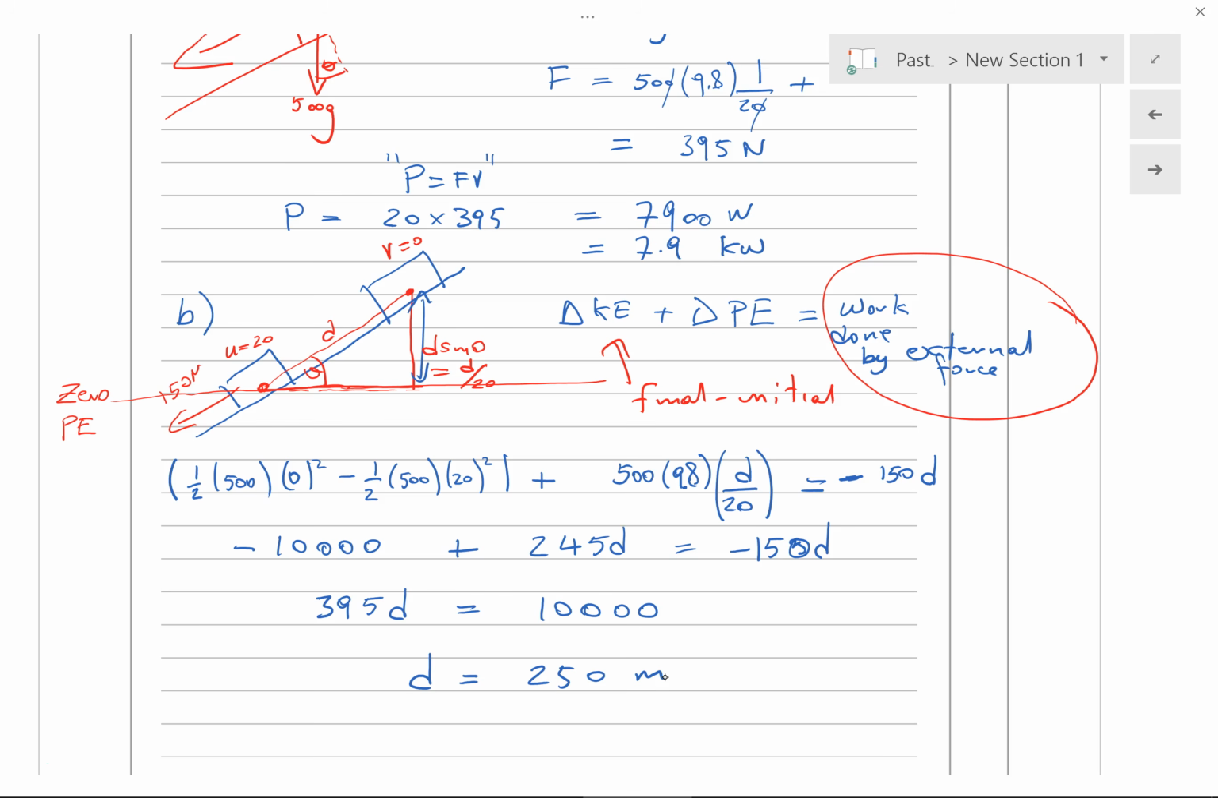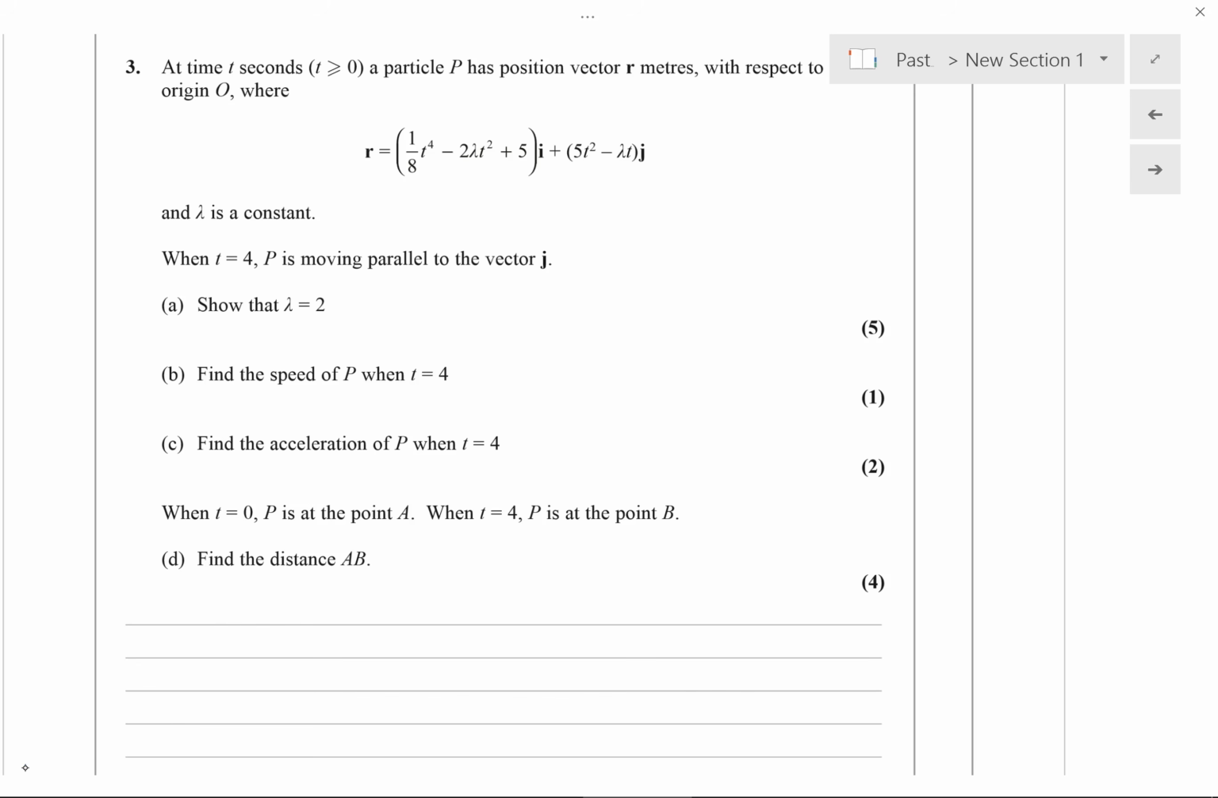Okay, so we're 13 minutes in. We've done the first 2 questions, so not going too badly so far. Let's see what question 3's got in store. It's motion in 2D, a little bit different. It's got some lambdas in it, but I'm sure it'll be fine. Normally not too bad, these questions.